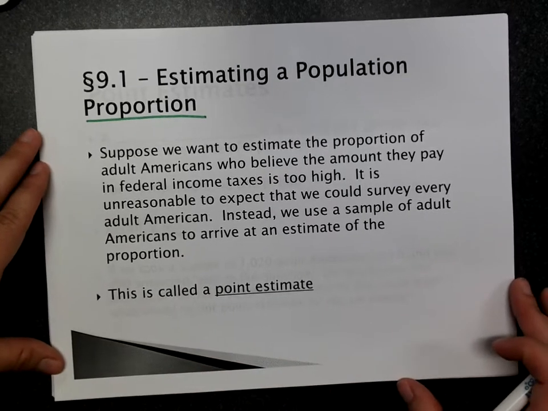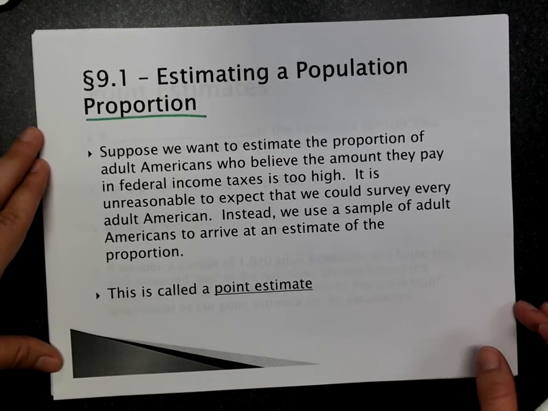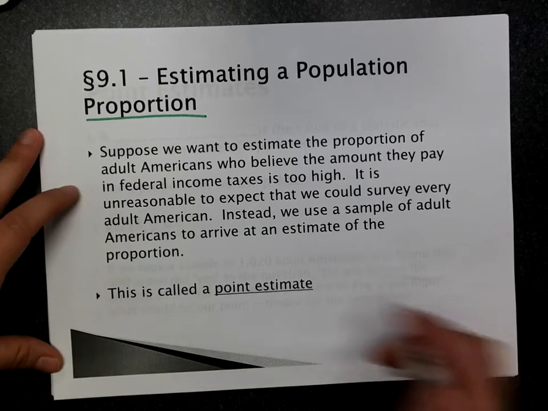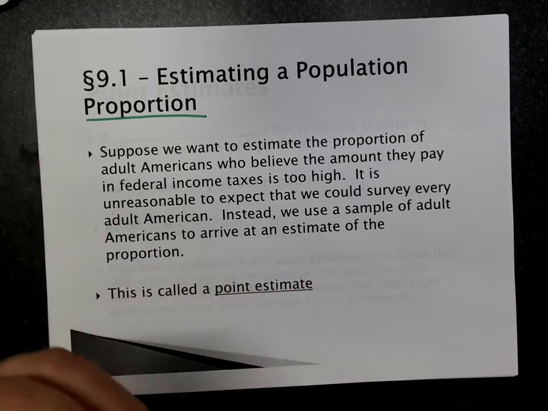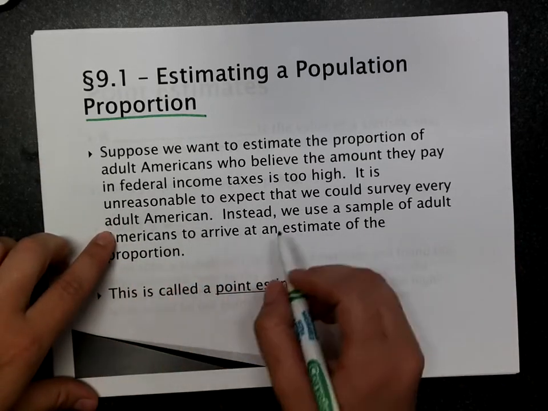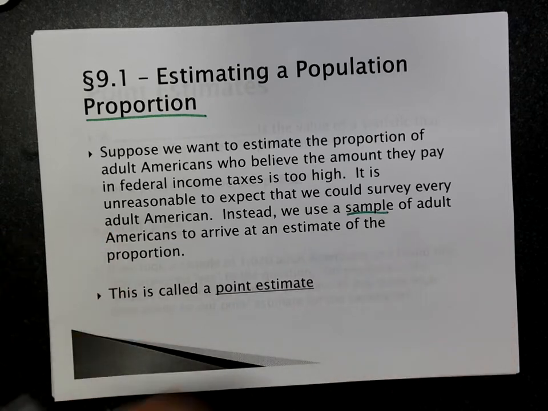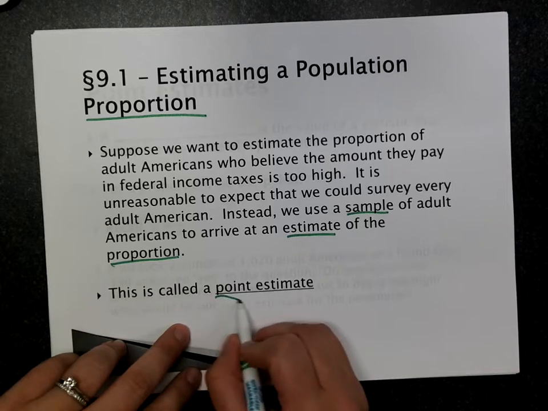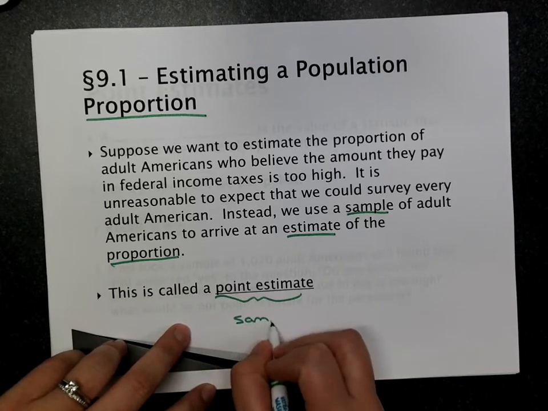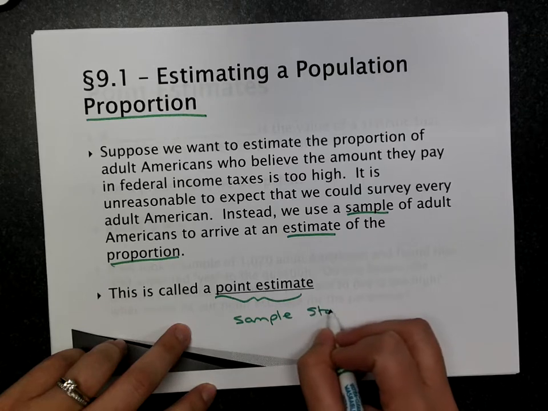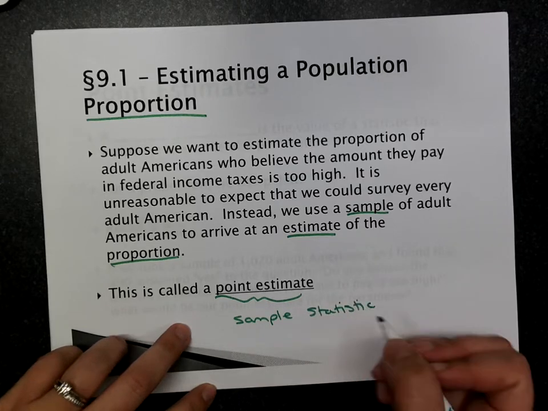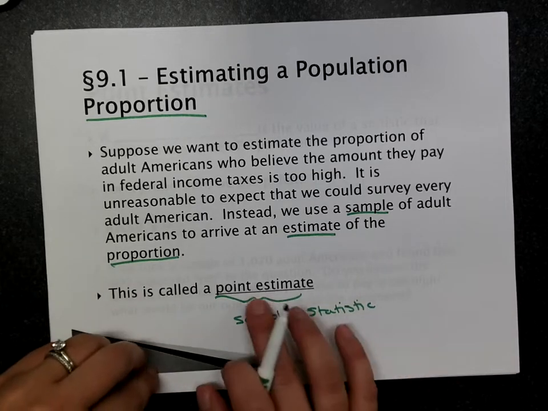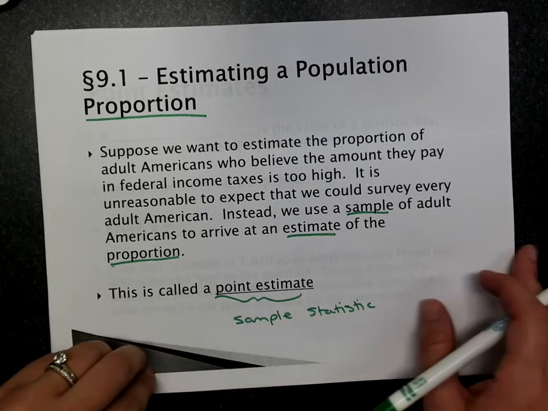So the idea of a confidence interval: if we want to estimate the proportion of adult Americans who believe the amount they pay in federal income taxes is too high, it would be unreasonable to expect that we could survey every adult American. Instead, we use a sample of adult Americans and arrive at an estimate of that proportion. And we call this a point estimate. So our sample statistic that we get, whether we get an average or a proportion, or maybe a standard deviation, whatever sample statistic we get, we now call a point estimate.